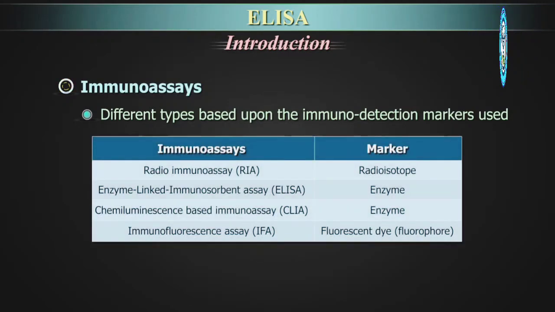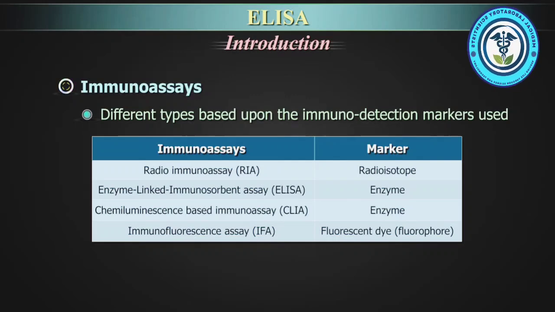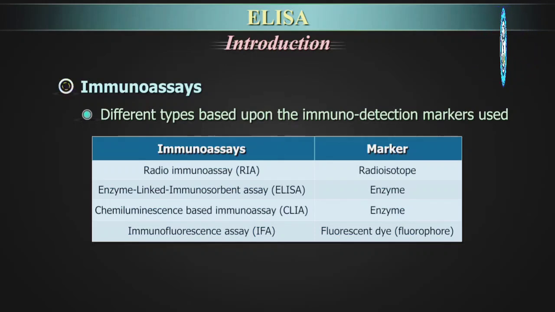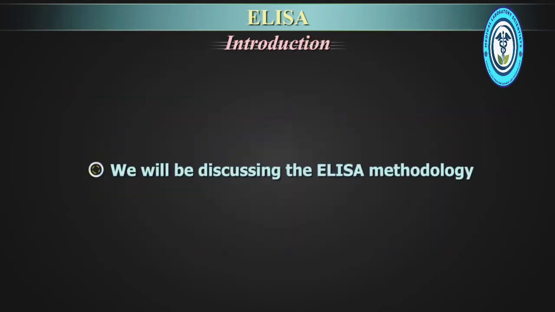For example, when the immunoassay is radioimmunoassay, what we call a RIA, the marker is a radioisotope. When it is enzyme-linked immunosorbent assay, what we call ELISA, the marker is an enzyme. And a chemiluminescence-based immunoassay, what we call CLIA, is also having an enzyme marker. An immunofluorescence assay, IFA, has a fluorescent dye or a fluorophore as a marker. Here we will be discussing the ELISA methodology.